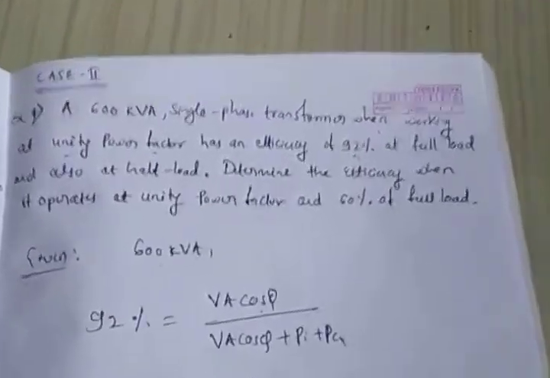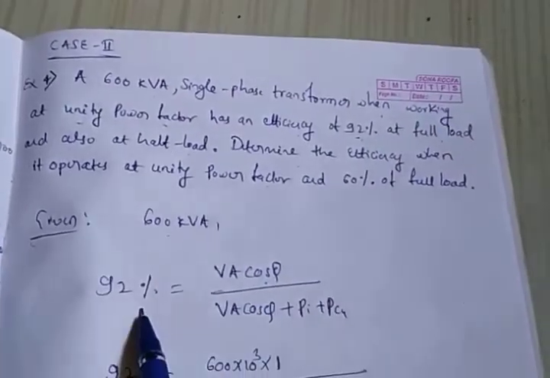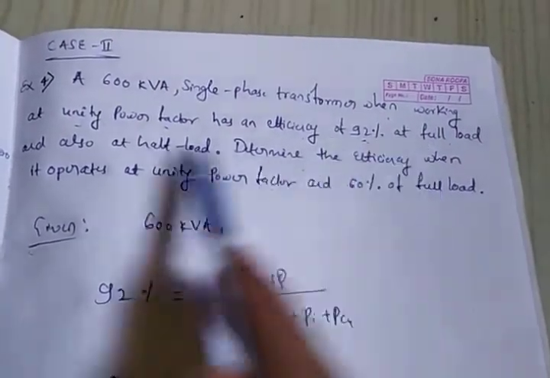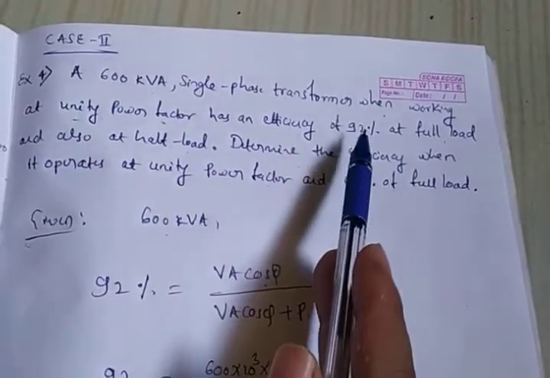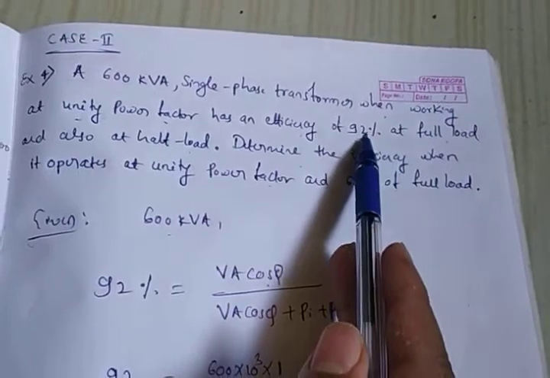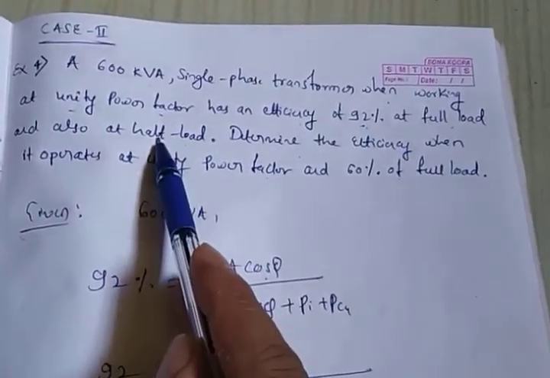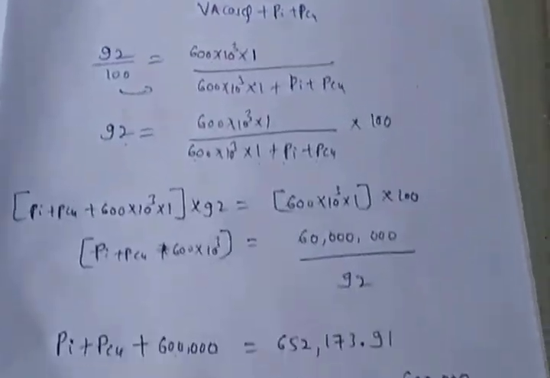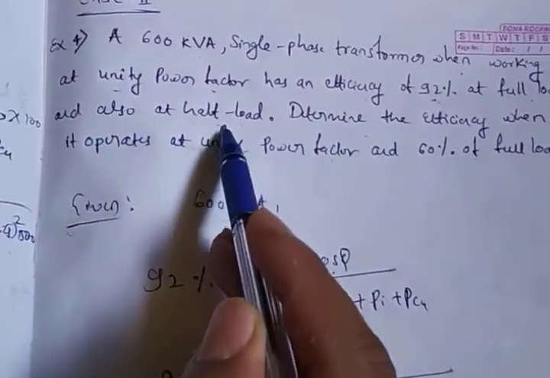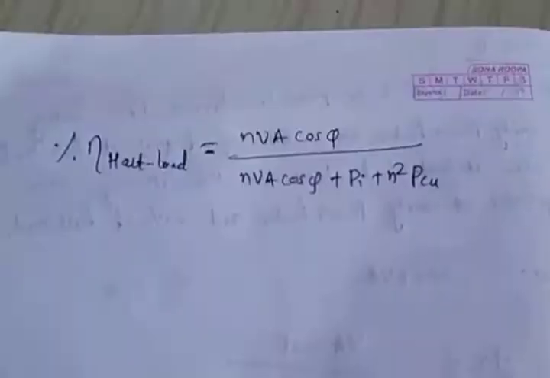So now we have done 92% at full load using the full load formula, and see the question, it also says 92% at half load. The same 92% is given for the full load condition as well as for the half load condition. That's why we took the full load condition for the whole step and got equation number 1. Similarly the same procedure is followed for the half load condition. Half load means n is equal to 0.5, so I will do that.